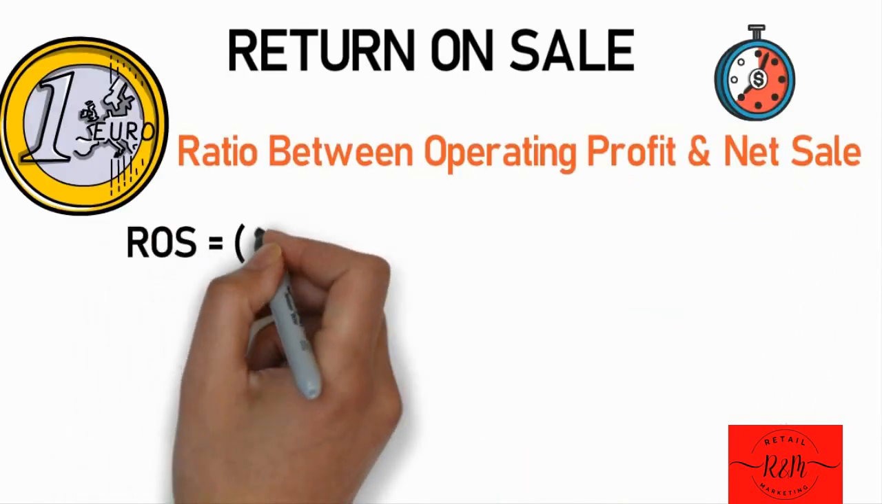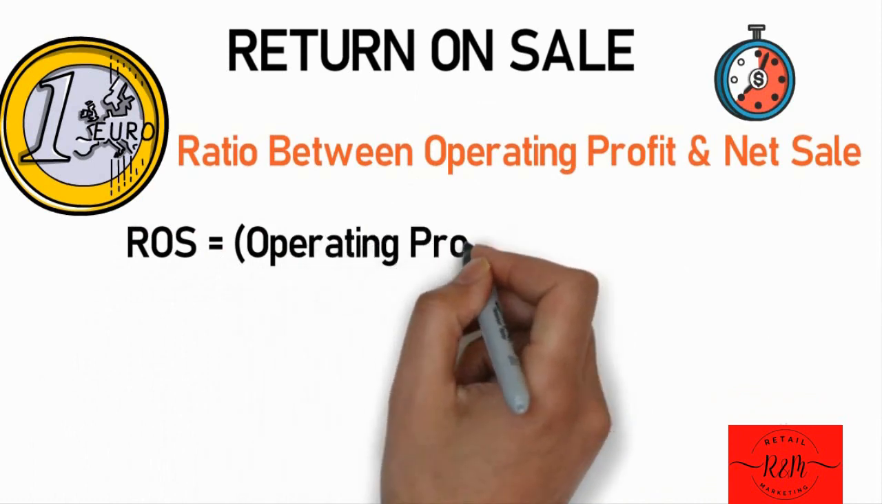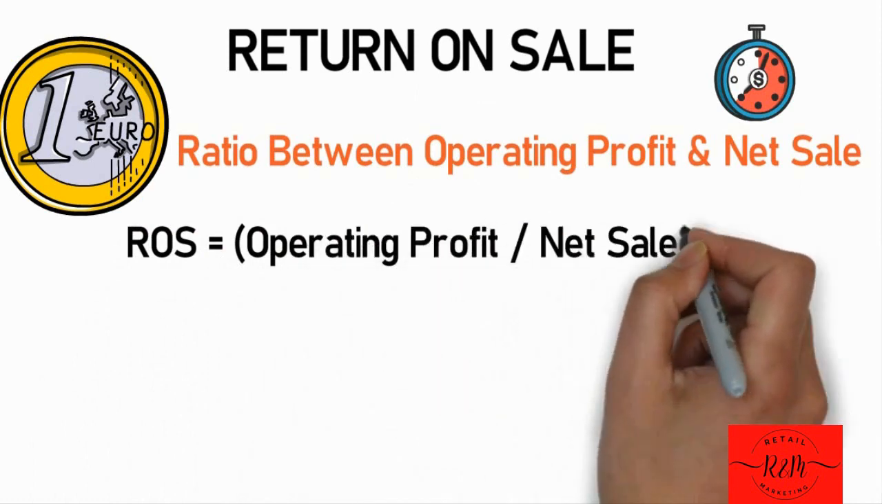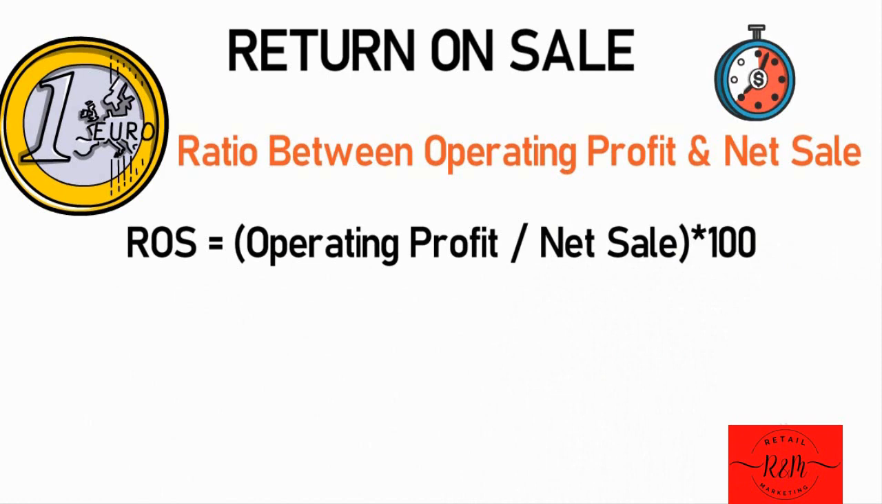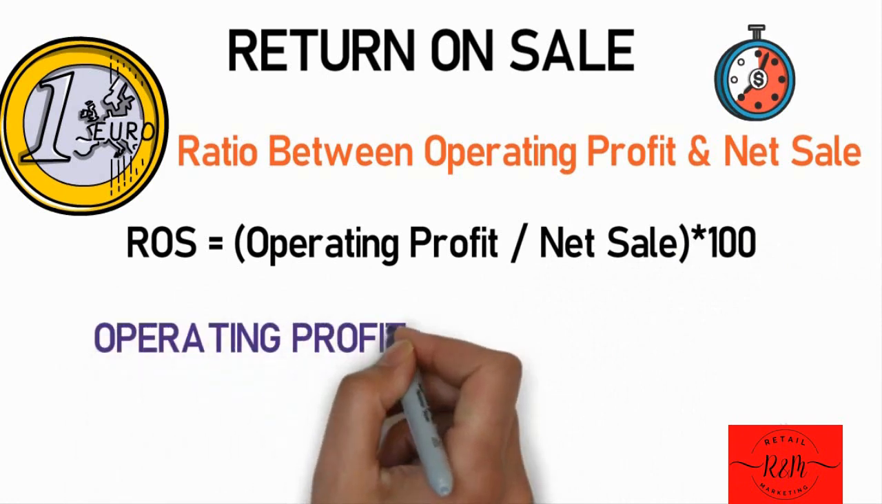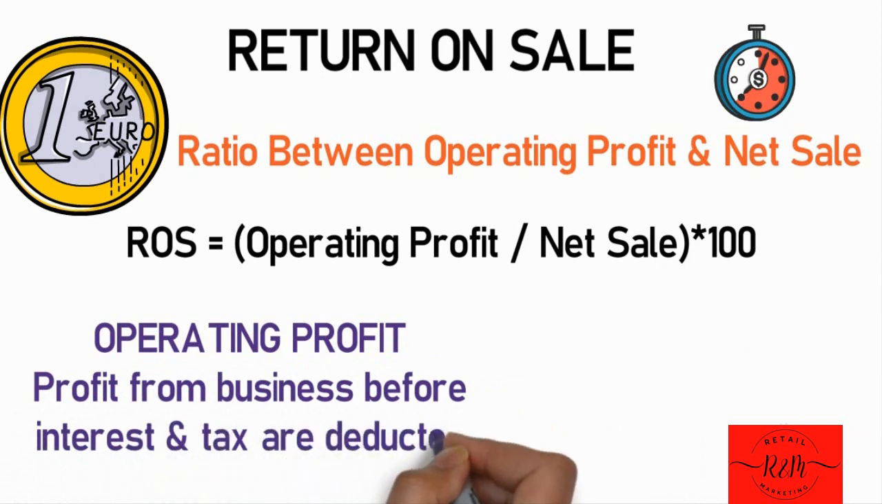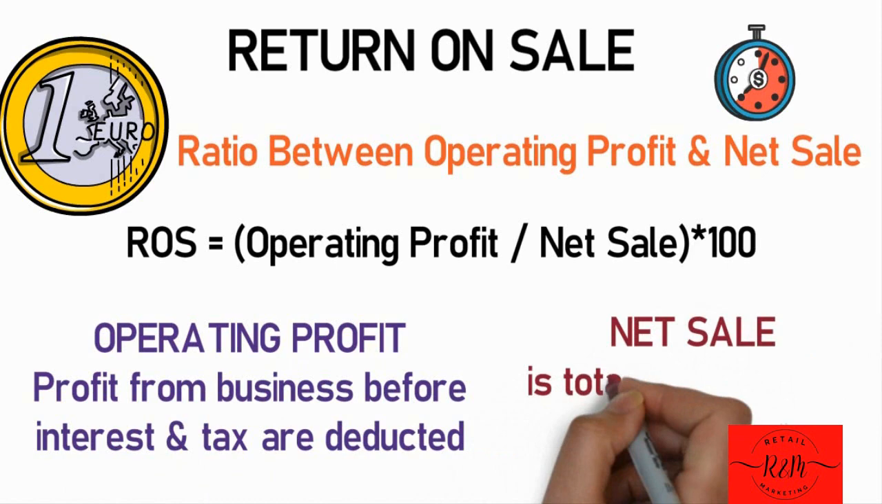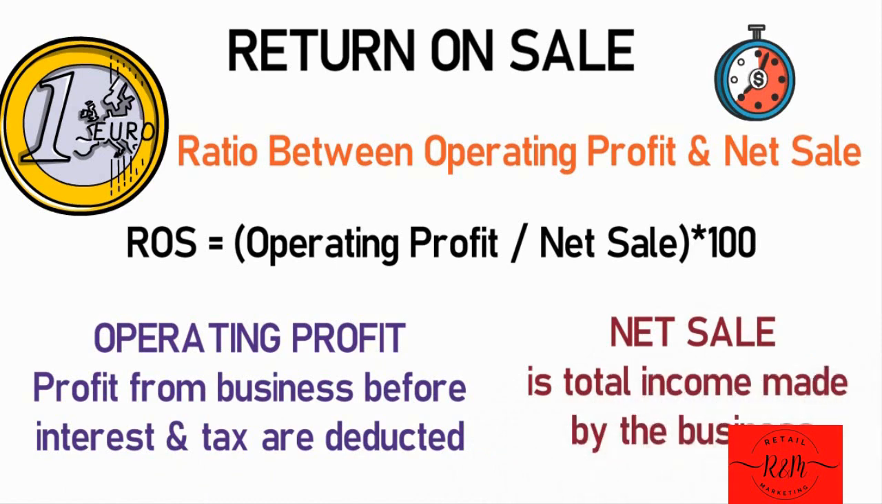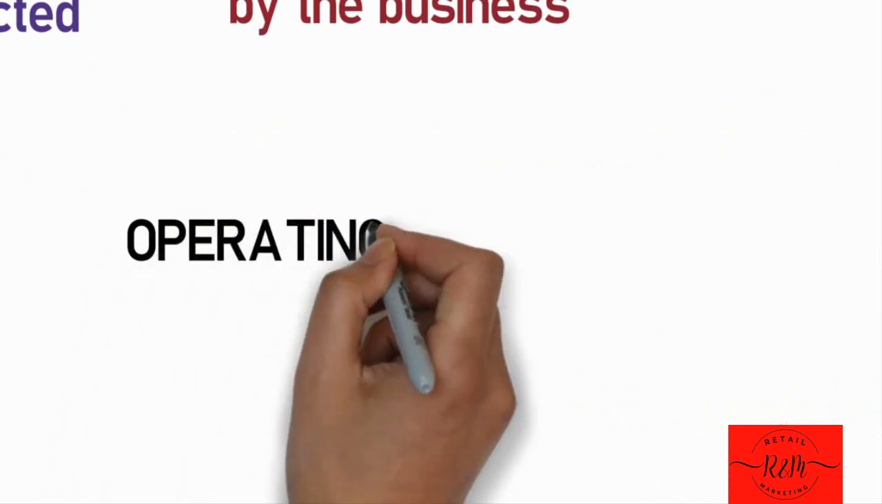So now let us understand the formula to calculate the return on sale. Return on sale is obtained by dividing operating profit by net sales. Operating profit is the profit incurred in the business operation before the interest and taxes are deducted from it. And the net sales are the total income made by the company by selling its products and services to the customers. So return on sale is also known as operating profit margin.